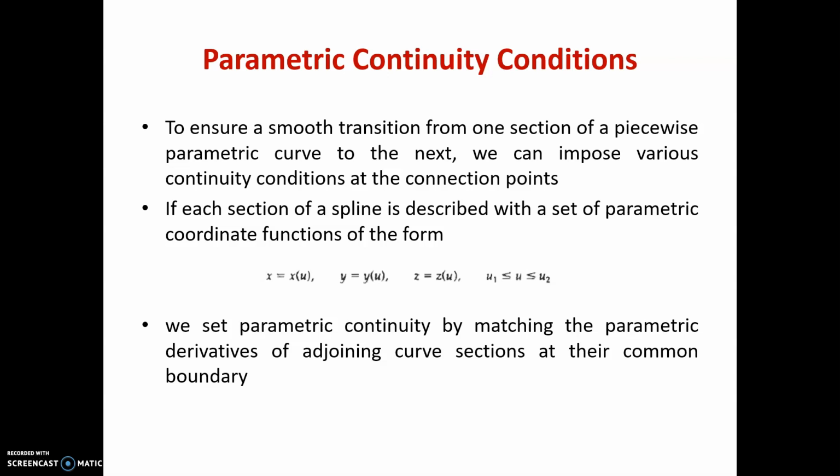Parametric continuity conditions. To ensure a smooth transition from one section of a piecewise parametric curve to the next, we can impose various continuity conditions at the connection points. If each section of a spline is described with a set of parametric coordinate functions of the form x equal to x of u, y equal to y of u, z equal to z of u, where the value of u is between u1 and u2, then we set parametric continuity by matching the parametric derivatives of adjoining curve sections at their common boundary.